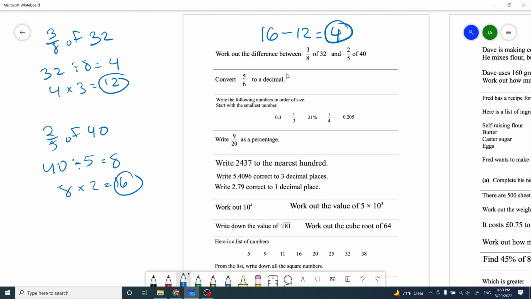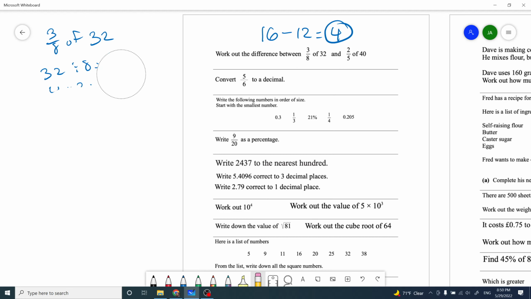Okay, convert 5/6 to a decimal. Some of you may already know what this is. However, if you don't, no worries. We're going to show you how to find it out. Well, really any fraction. But we're going to use this as our example.